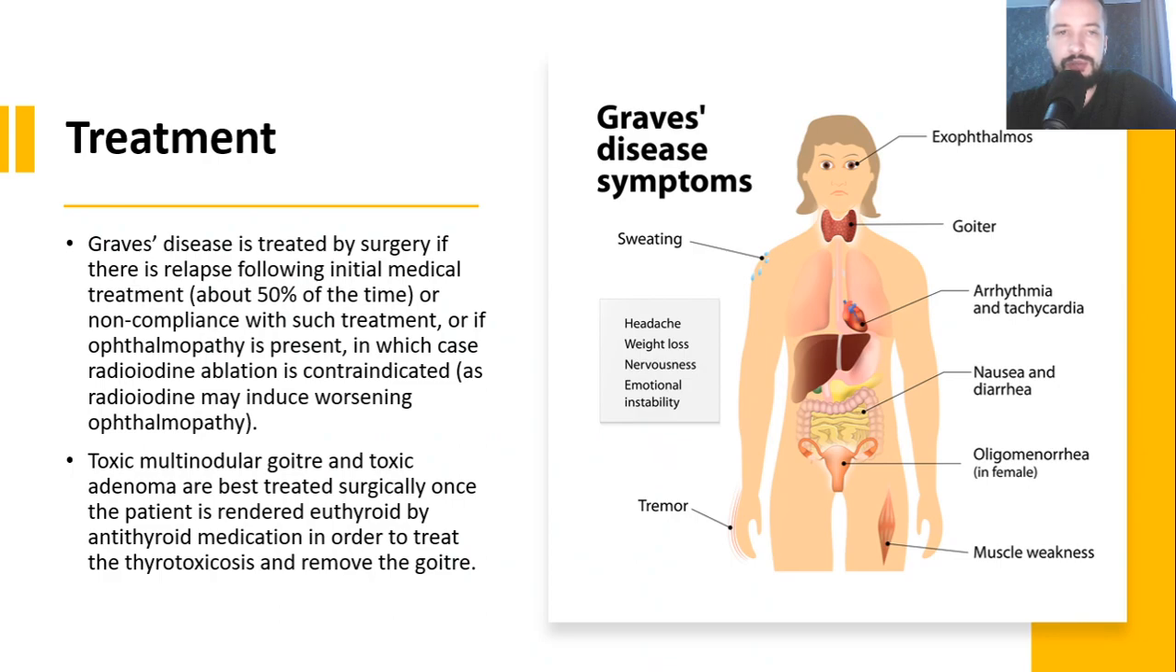Graves' disease is treated by surgery if there is relapse following initial medical treatment, or non-compliance with such treatment, or if ophthalmopathy is present, in which case radioiodine ablation is contraindicated, as radioiodine may induce worsening ophthalmopathy. Toxic multinodular goiter and toxic adenoma are best treated surgically once the patient is rendered euthyroid by antithyroid medication, in order to treat the thyrotoxicosis and remove the goiter.